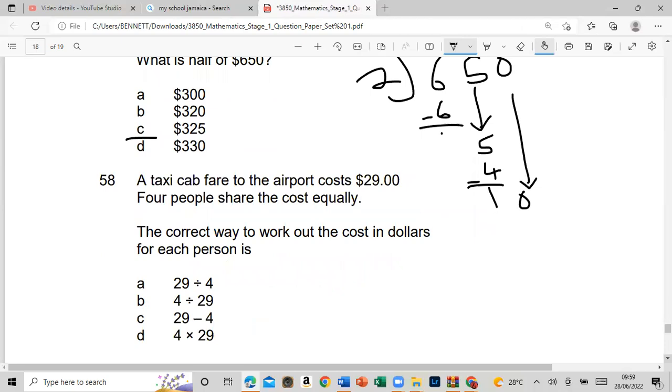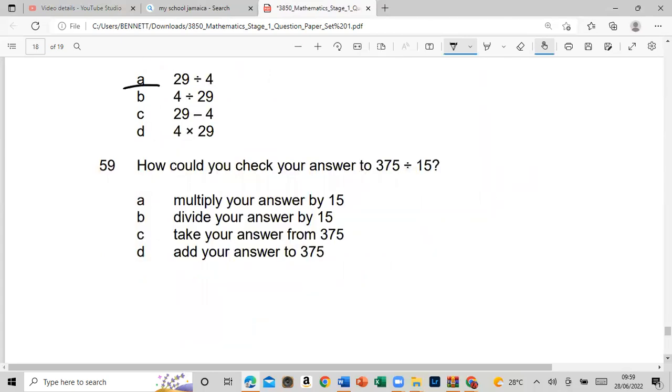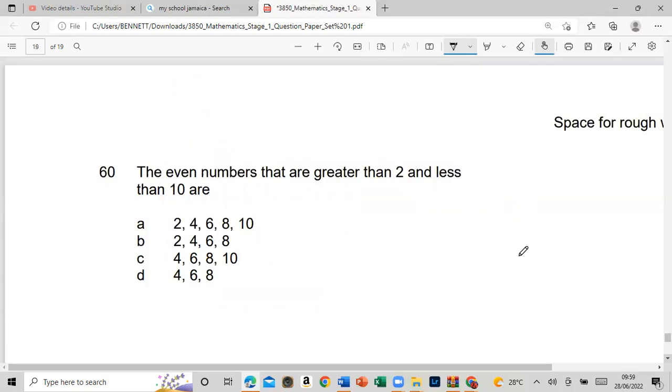A taxi cab fare to the airport costs $29. 4 people are to share equally. How would you correct that? So that would be divide 29 by 4, not 4 by 29, all right? 59. How could you check your answer? 37 divided by 15. Multiply the answer by 15. Any answer you get, you just check it, multiply it by 15 and see if you get it. All right, and 60, the last one.